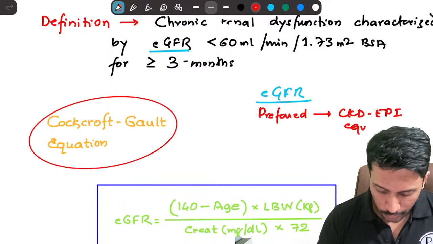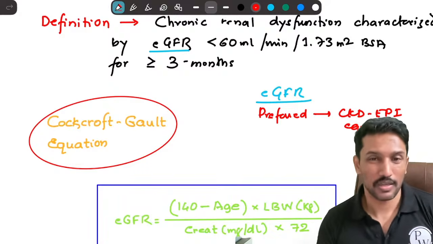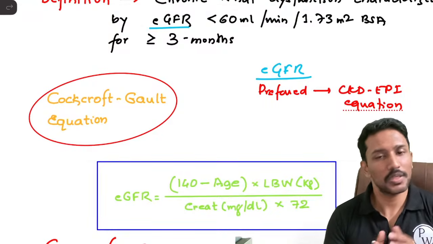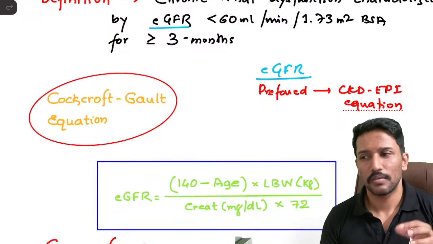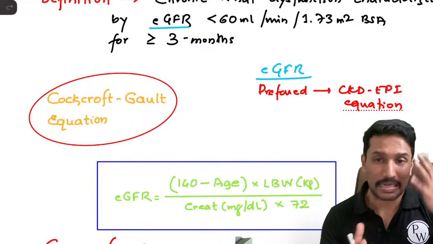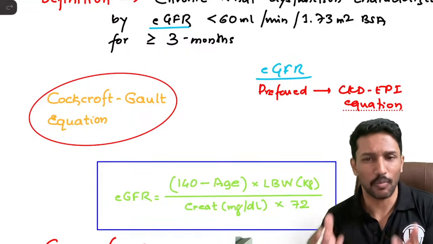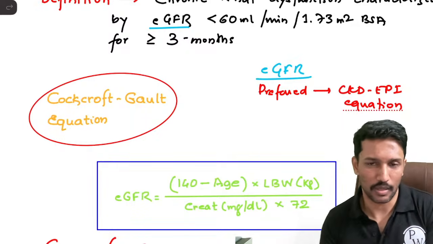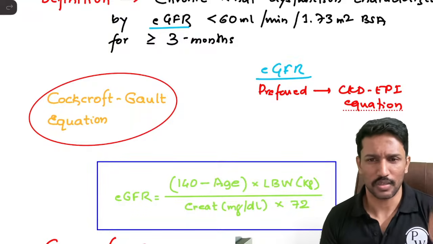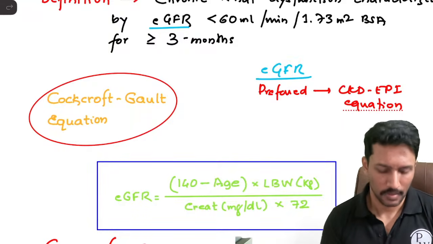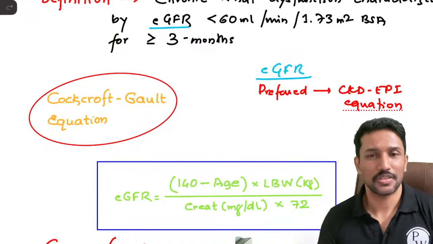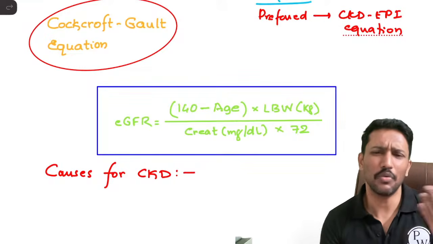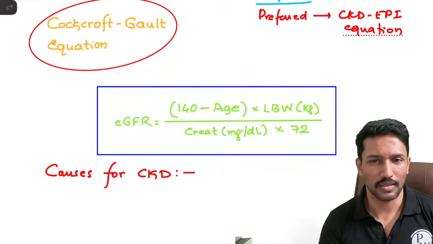the CKD-EPI equation. We don't follow the Cockcroft-Gault formula per se in real practice because it has its own limitations, but this is the only formula that a medical student or a doctor can remember. All other formulas are complex. We can't remember them, or we can't calculate with pen and paper; we literally need a scientific calculator. So they are always calculated using digital sources. But often teachers ask you to mention the Cockcroft-Gault formula, so I'm just mentioning it here, which is an outdated method of estimating the GFR.